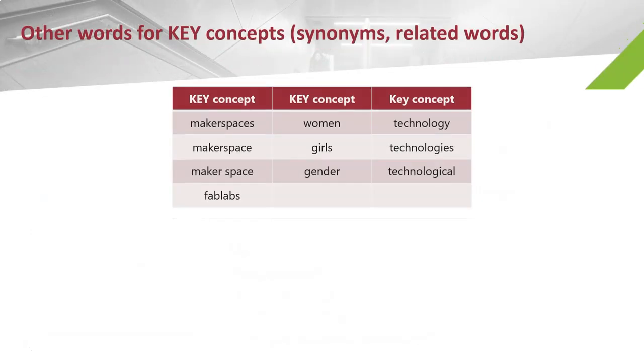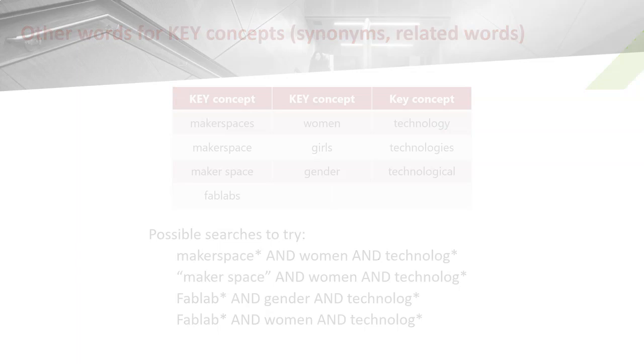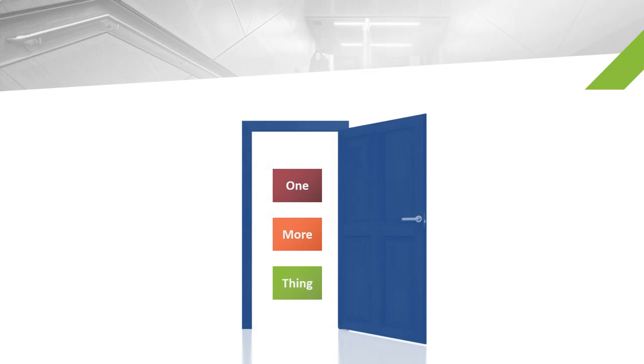So by using different words and our search tips, we now have several possible searches we could try. Be sure each of your key concepts is still in your search, and don't forget the AND. If you find a few good results in a few different searches, you will have a good set of resources to support your research question. Should we stop here? We could. Or are you ready for just one more thing?